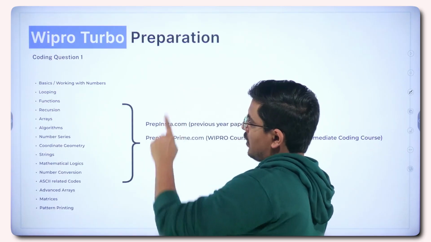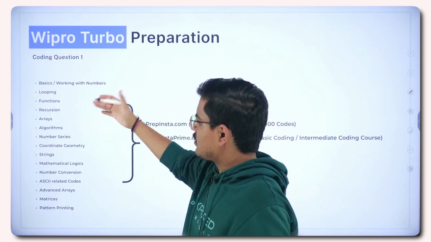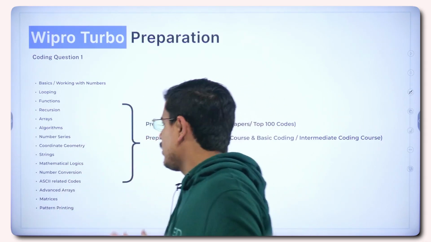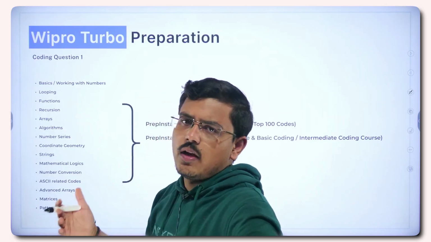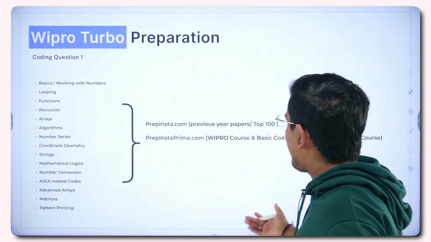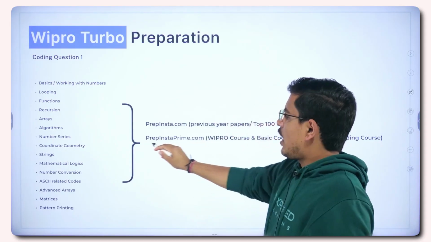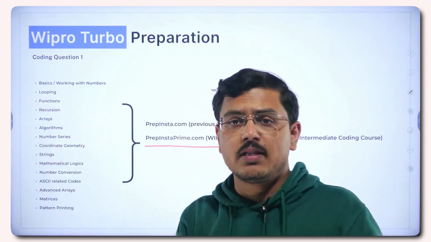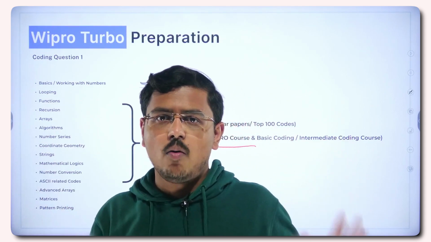Now for the first coding question, these can be the topics: basic looping, functions, recursion, coordinate geometry, strings, mathematical logics, ASCII related codes, number conversions, pattern printing, matrices. Fine, all these things can be asked. And now how you can prepare is, first thing, either you go to Prime Wipro course, straight away you land up, or you go to the basic coding course on Prime, intermediate coding course on Prime. That would help you out.